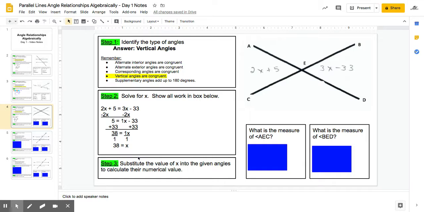Okay, but again, we're not done. 38 is not the angle measure, it's just the value of the variable. So now I have to take that value of x, which is 38, and plug it into both my angle measures where I see x.